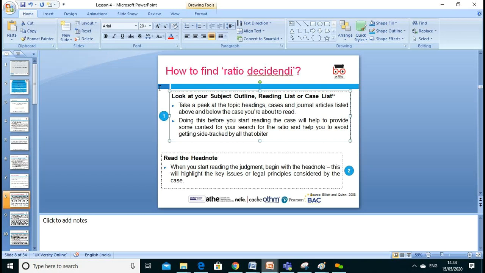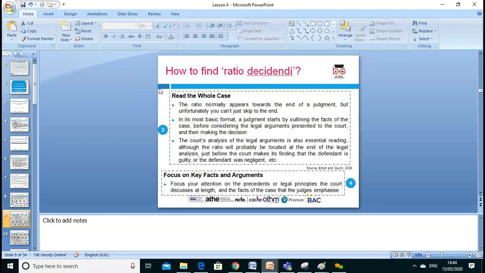Any questions there? So when you start reading the judgment, begin with the headnote, which will highlight the key issues of the legal principle considered by the case. Okay. So we can focus on the ratio, which normally appears towards the end of the judgment. But unfortunately, you can't just skip to the end. Sometimes we need to look around in between, at the factual parts.